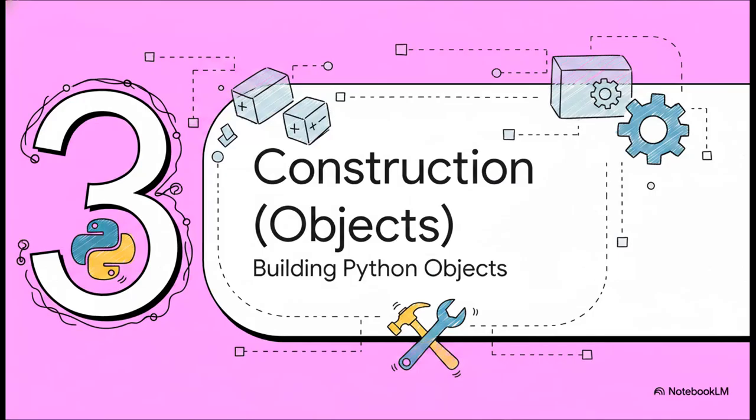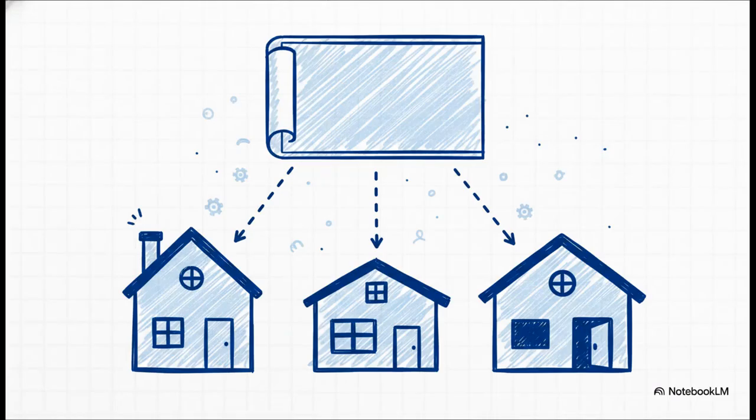Which brings us to Section 3, construction, and actually building Python objects. Let's look at how these objects actually behave. Every single object is built directly from a class blueprint. But here is the absolute magic of the system. From one single blueprint, you can construct literally hundreds of unique objects. You could build a whole suburban neighborhood from one set of plans. Each object, each house, will contain its own specific attributes, so maybe house A has 4 windows, but house B has 10.